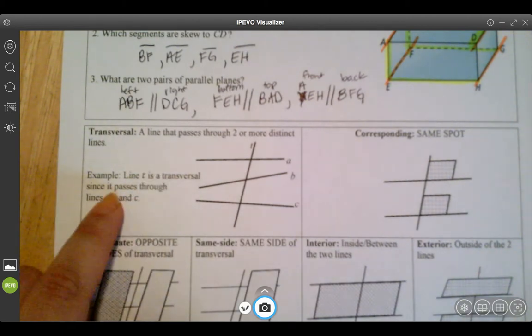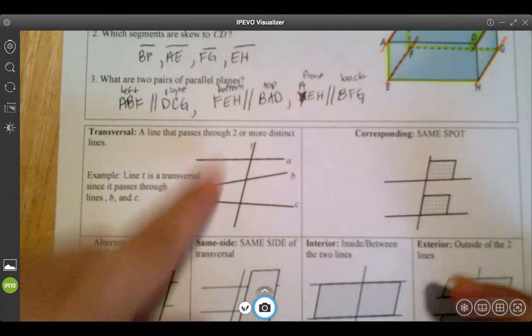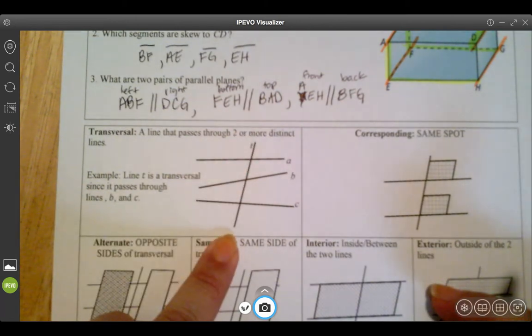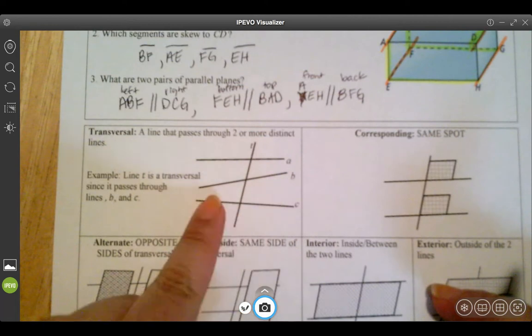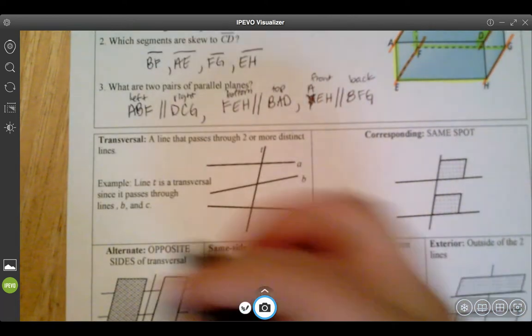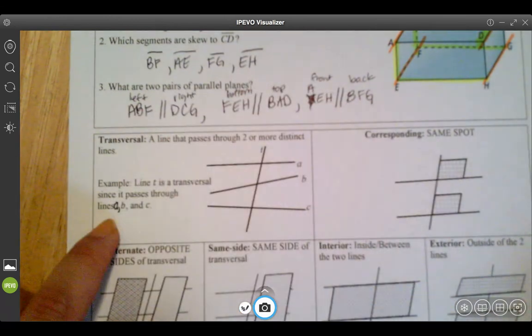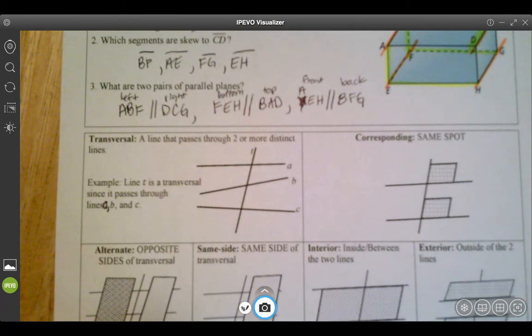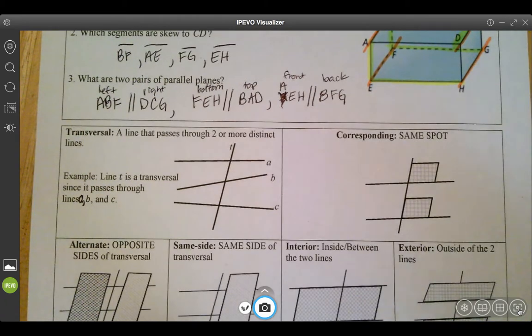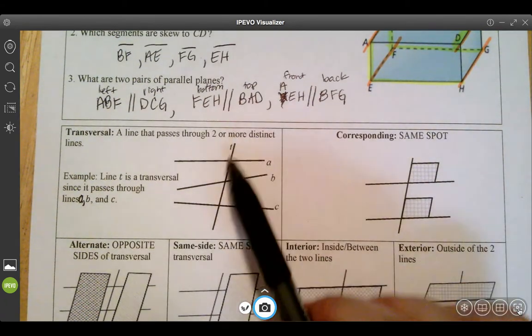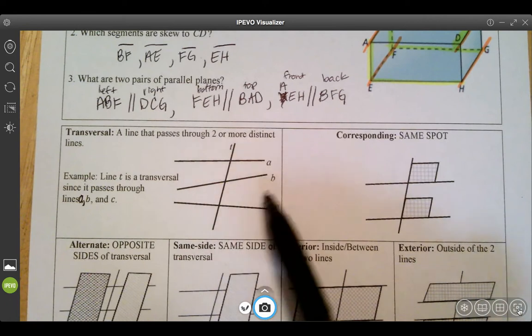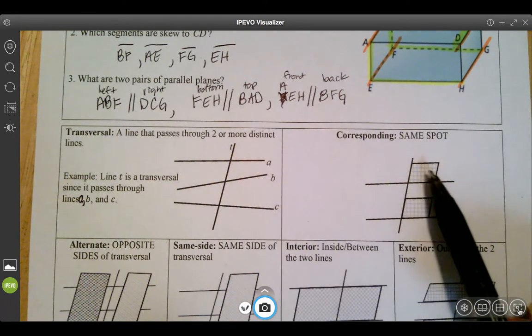Okay, so we want to look at this transversal goes through lines A, B, and C. And I know I didn't leave you very much space, but there should be a little fill in the blank for an A there. Okay. So that's the transversal, goes across lines. And then we have corresponding.